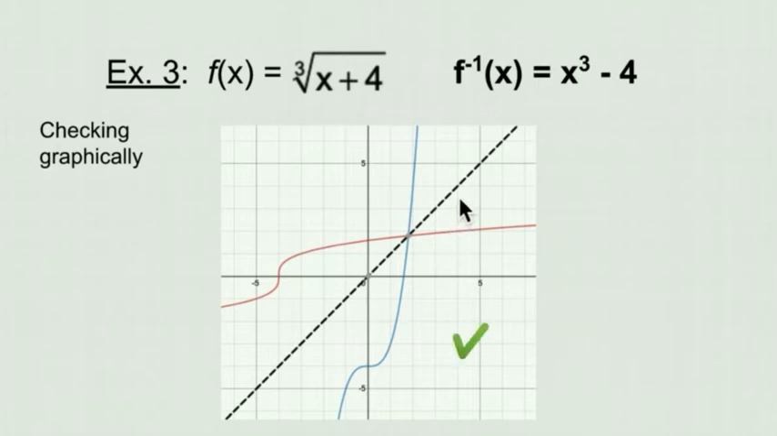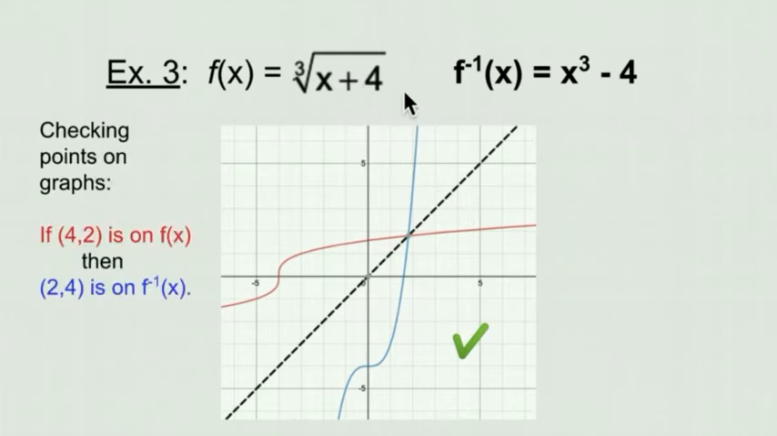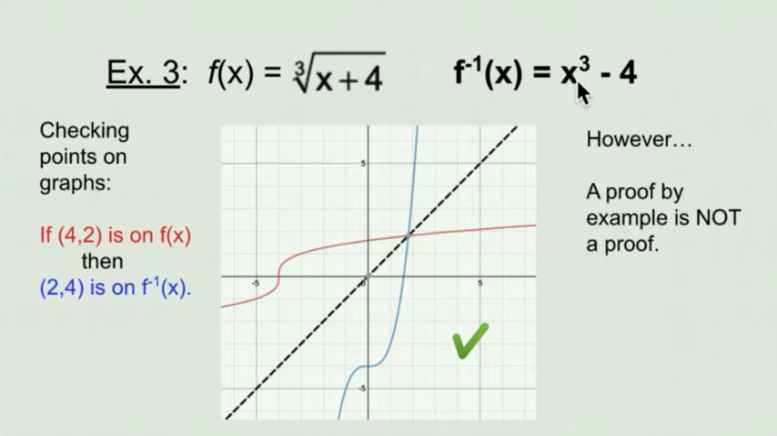I also like to check points on the graph to make sure I have the right inverse function. So for instance, 4, 2 is on this graph. That means that 2, 4 should be on this one. So I just plug in points, but let me warn you that a proof by using an example is not a proof.